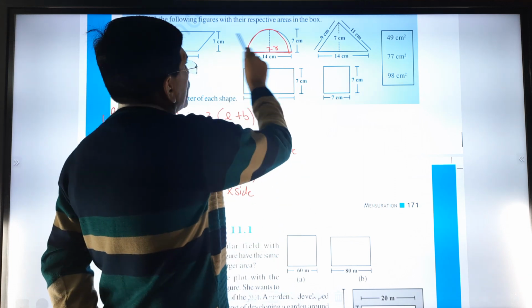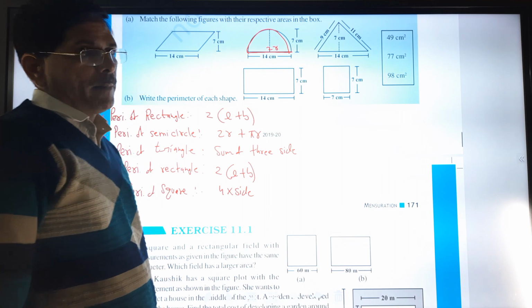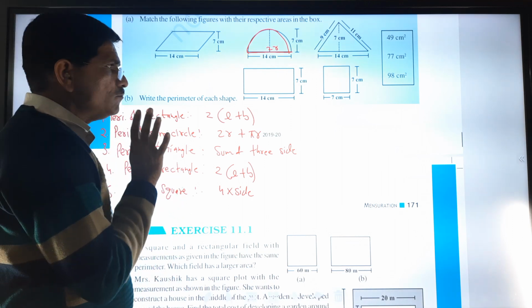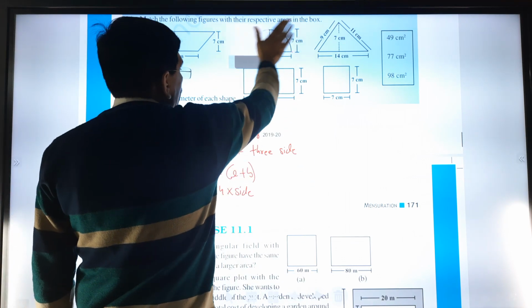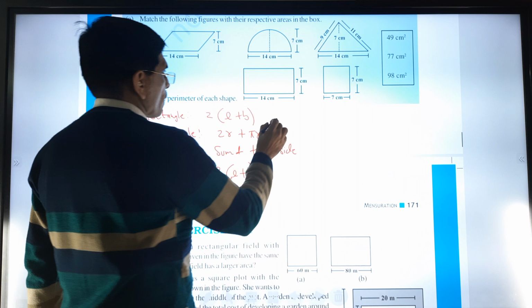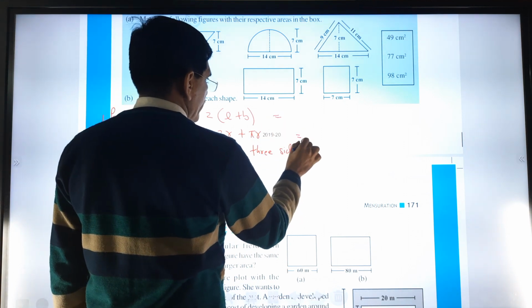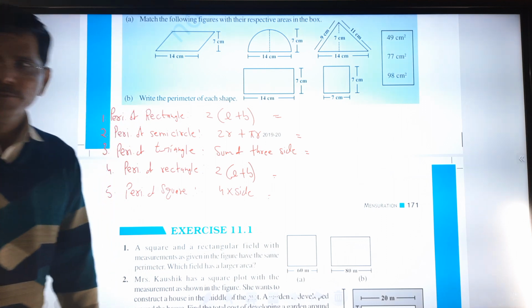Now find out 1, 2, 3, 4 and 5. You have to find out the perimeter of each because values are given. Who will give me the answer of first? Who will give second, third, fourth and fifth?